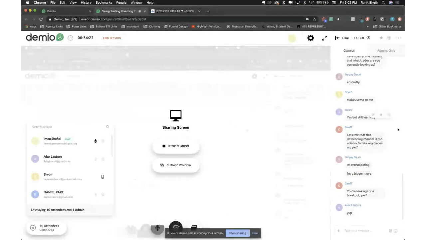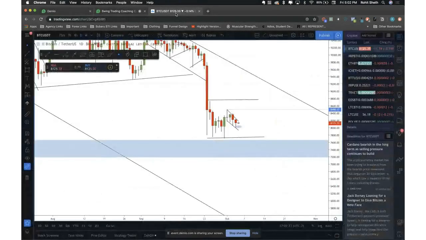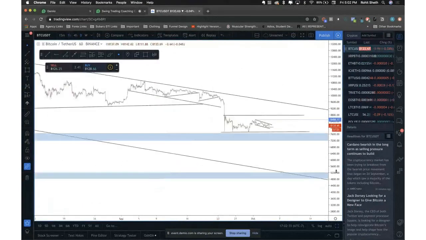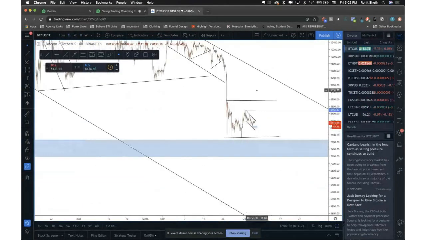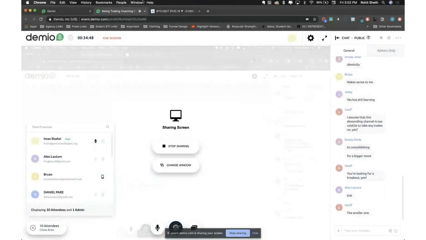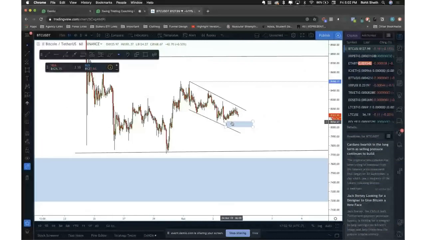Any questions? I'm assuming that this descending channel is too volatile to take any trades on. In terms of descending channel, are you assuming this, or the one down on the 1 hour there? The overall descending, or this smaller descending within the correction? The smaller one. Yeah, so I just pretty much explained what we're looking at doing in terms of getting into this position if we do get in.